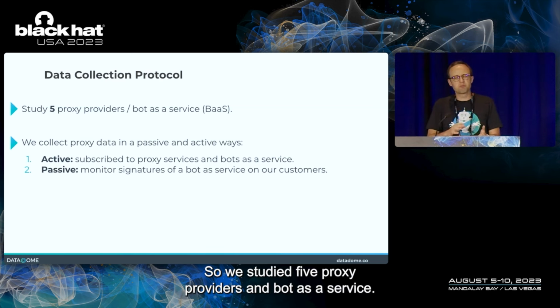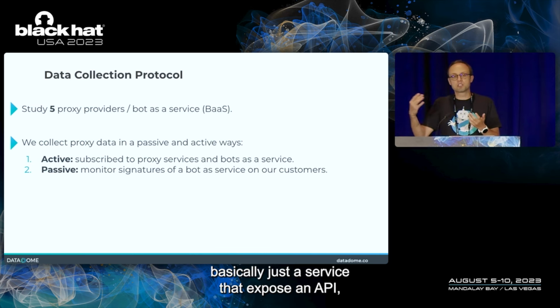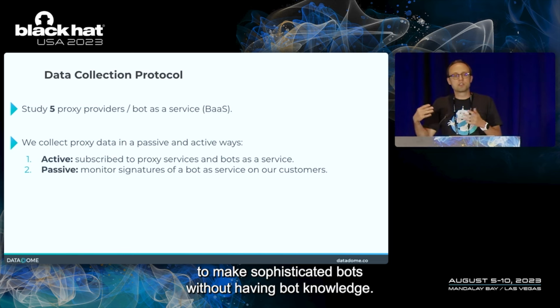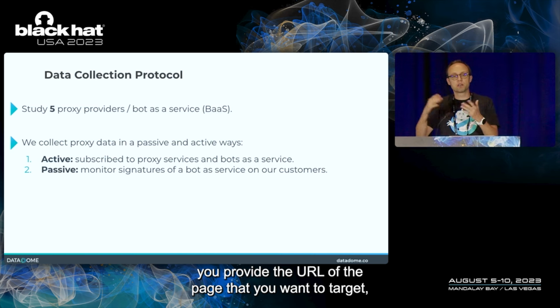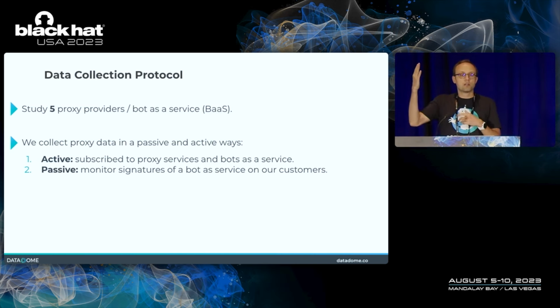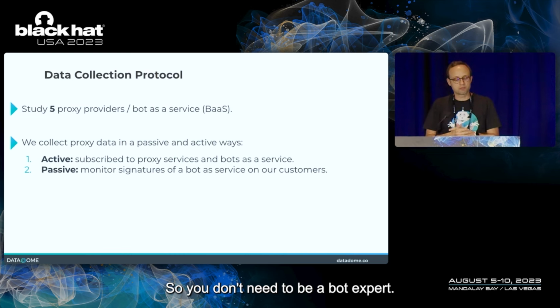So we studied 5 proxy providers and bot as a service. What we call a bot as a service is basically a service that exposes an API that makes it really easy for people who want to make sophisticated bots without having bot knowledge. You provide the URL of the page that you want to target, and then they take care of creating a browser in the cloud, rotating the IP address, and forging the fingerprint. So you don't need to be a bot expert.